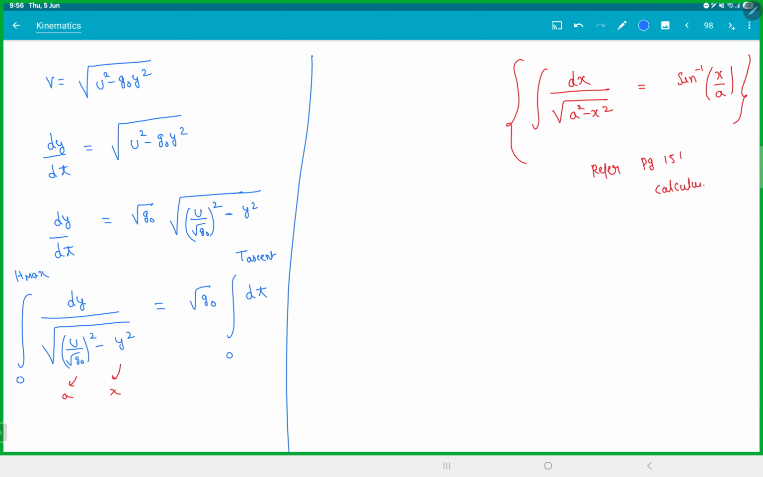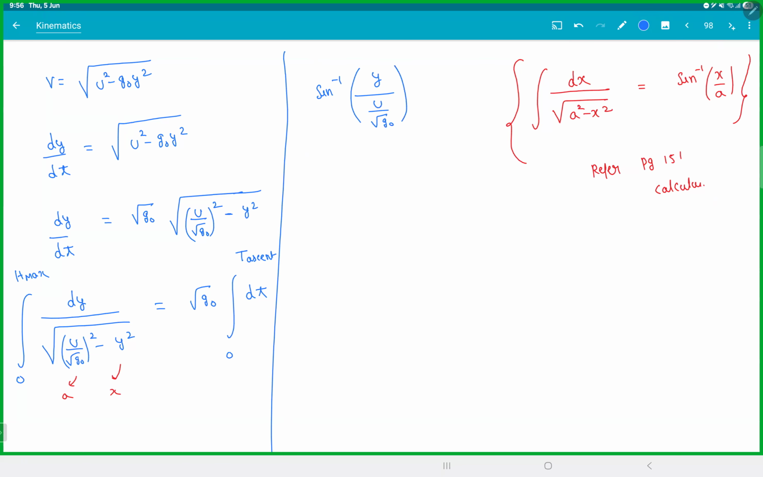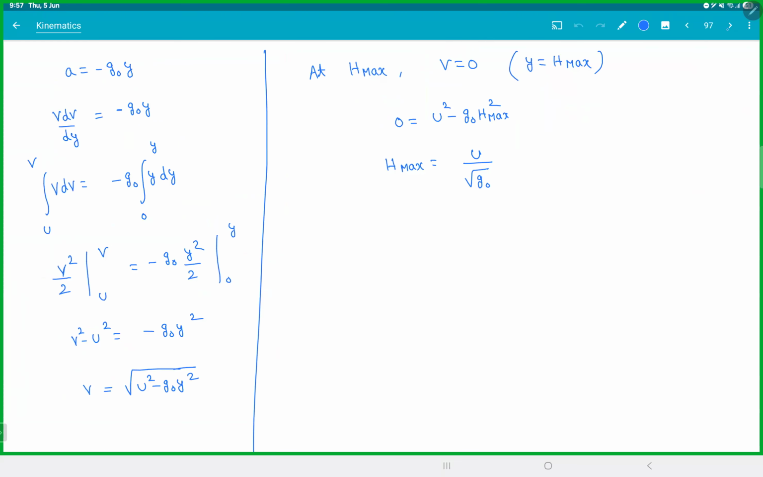So the formula is sine inverse x by a. In place of x you got y, and in place of a you got u by root g naught. Limits will go from 0 to h max. This will be root g naught t. So we get time of ascent is equal to 1 by root g naught. If you substitute the values there, sine inverse, but what is h max? H max is again u by root g naught.